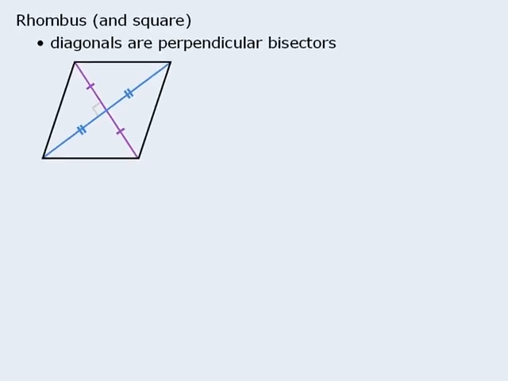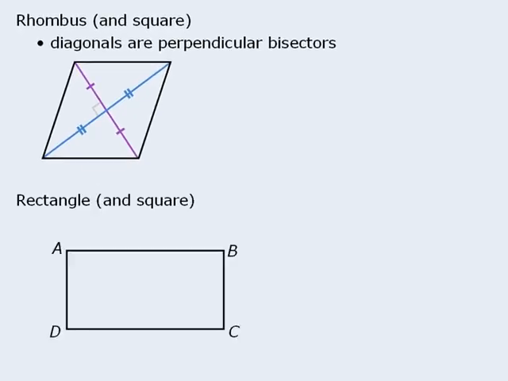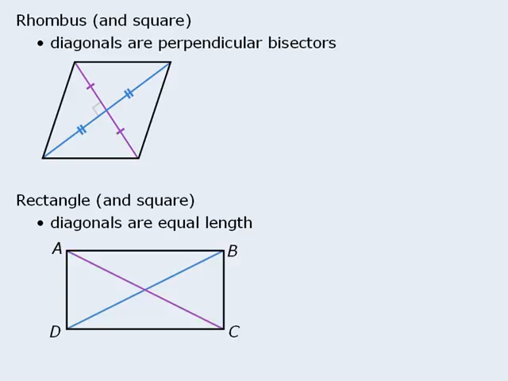The second property concerns rectangles, and since a square is a type of rectangle, the property concerns squares as well. The property is that the diagonals of rectangles and squares always have equal length. So these two diagonals must have equal length.